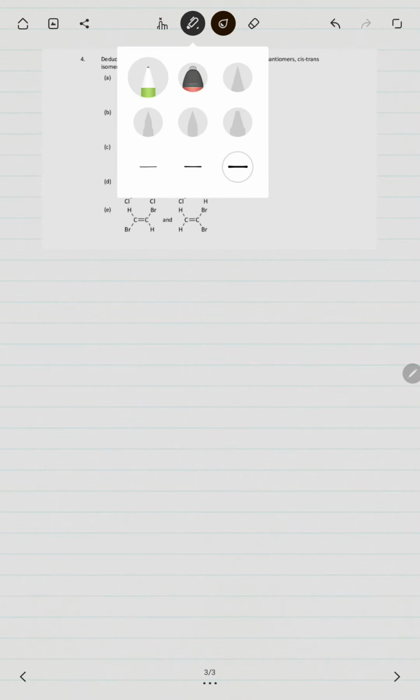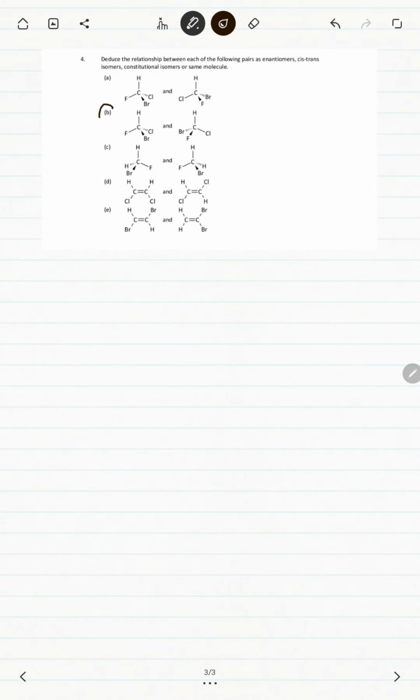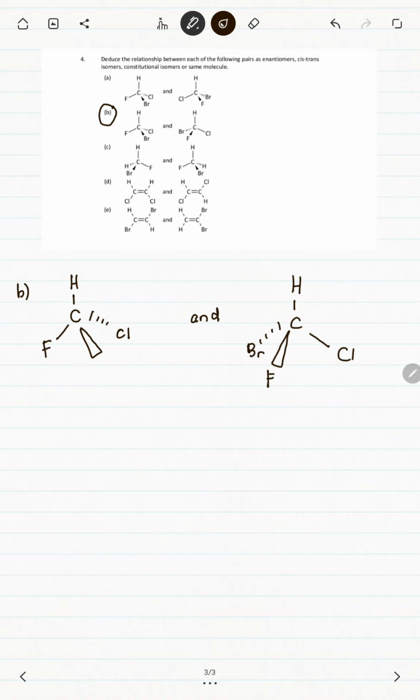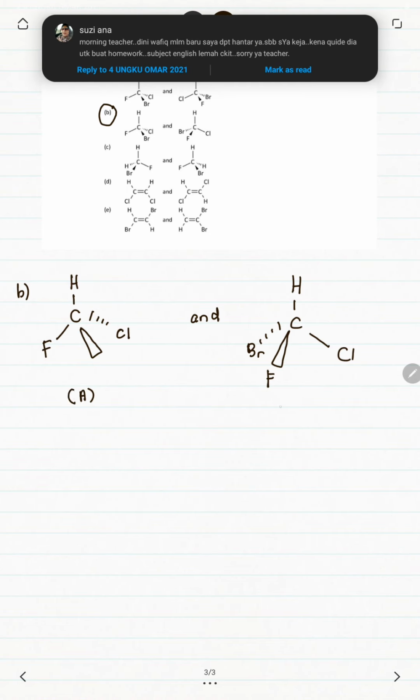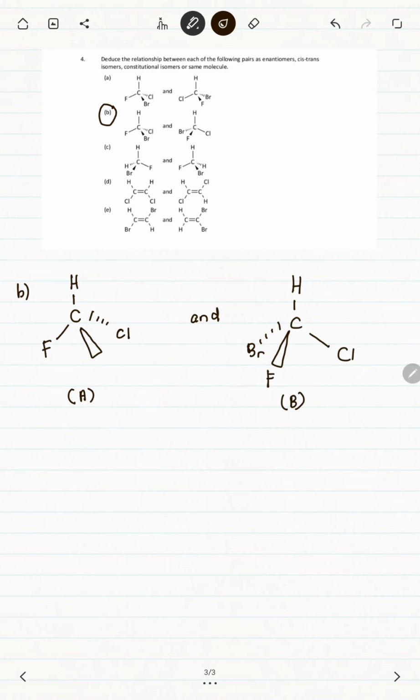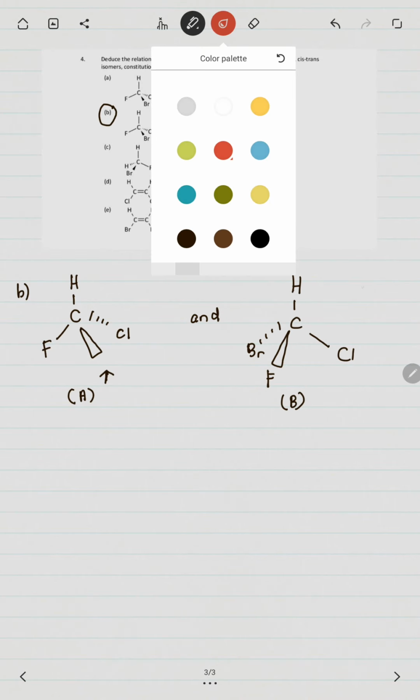Now we focus on question B. How do we tackle this question? We try to label it. The first compound is A and the second compound is B. For the solution here, we focus on the structure of A. We try to rotate structure A first, to compare it with structure B.